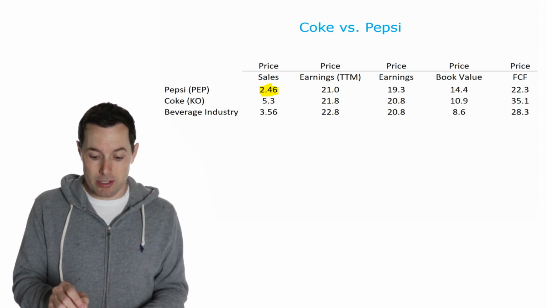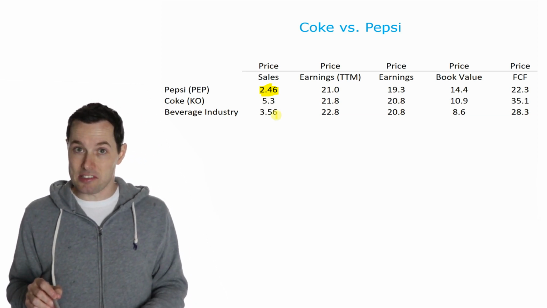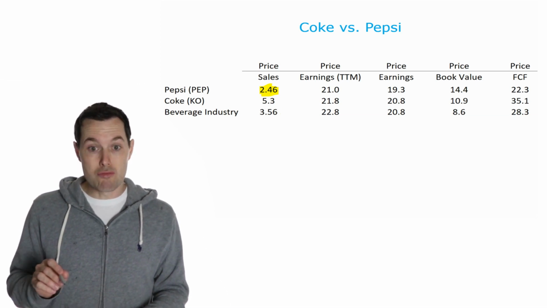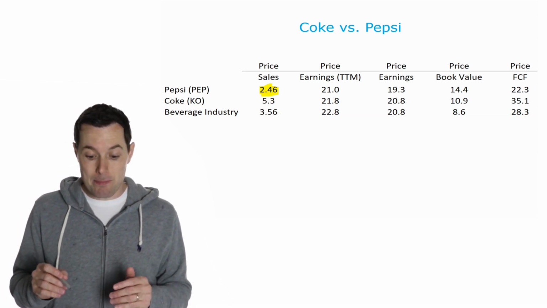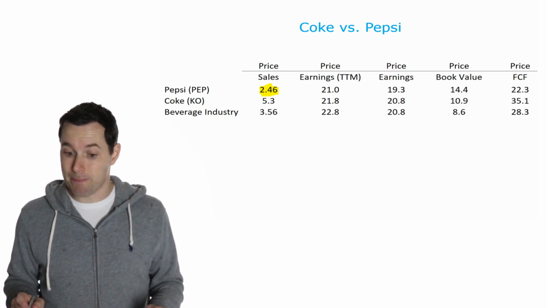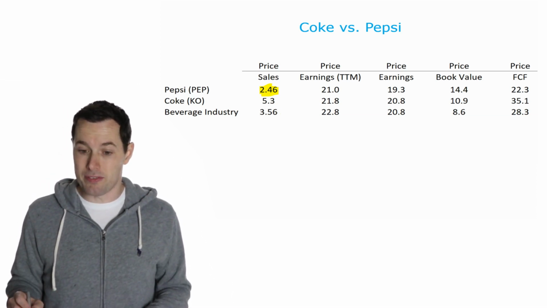Compare that to the industry of $3.56, which means that Coke looks like it's a bit overvalued relative to the sector, and Pepsi not only looks good compared to Coke, but also looks good compared to the industry. Let's move on and see how the story develops.